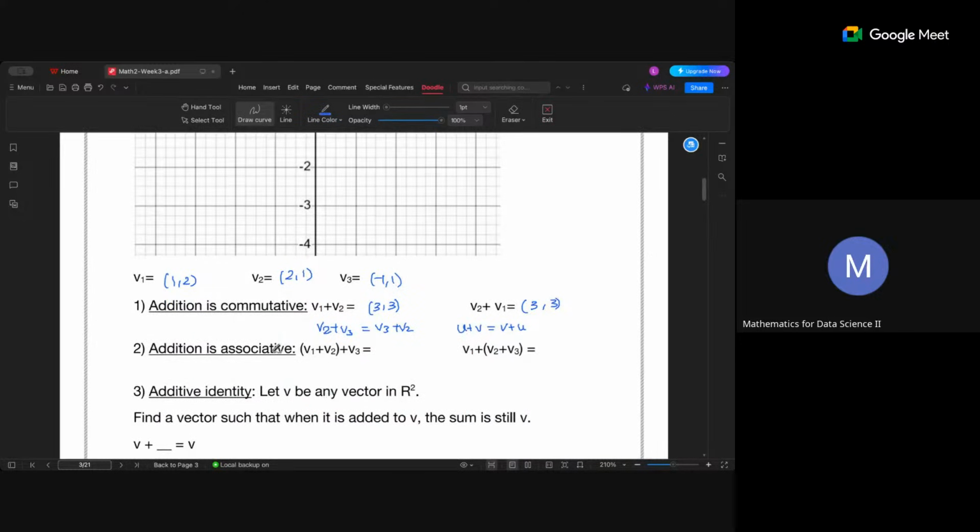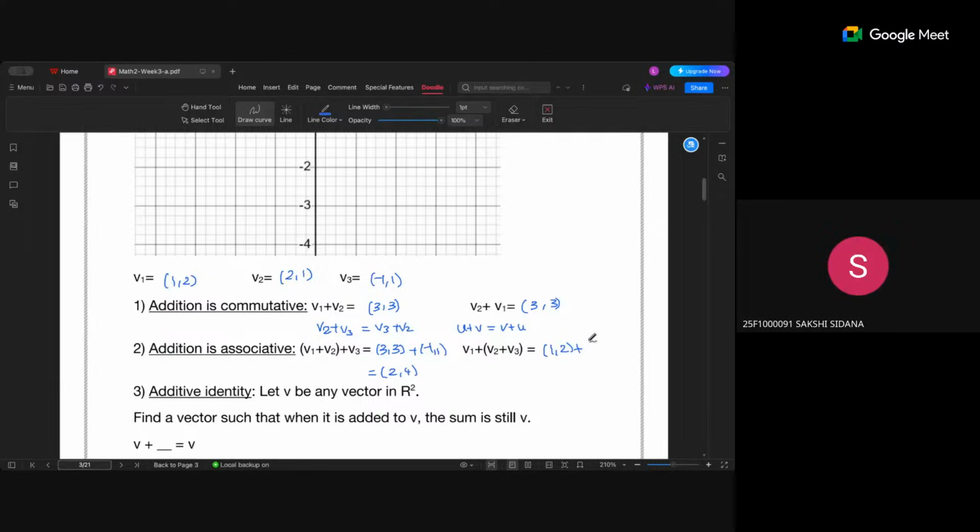What is the next property? Addition is associative. What is meant by associative? When you move the brackets, the value should still be the same. Now we already know what V1 plus V2 is, which is 3 comma 3. Now what is 3 comma 3 plus minus 1 comma 1? 2 comma 4. What is V2 plus V3?